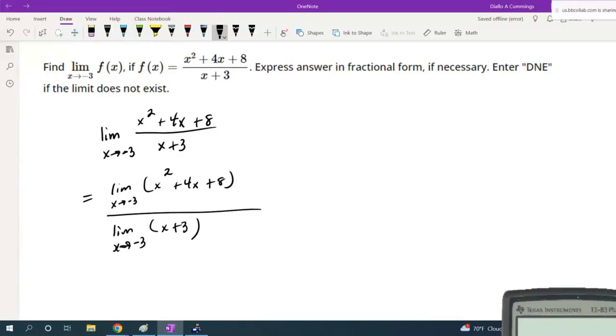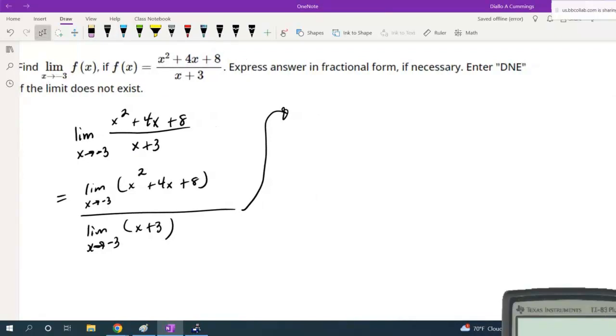Next, I can distribute my limit. Now in practice, I wouldn't actually want you to write all of these things out, but I want you to know that those limit laws are implicit in you working them out without actually breaking everything down to its simplest forms. So in the numerator, I can now distribute the limit.